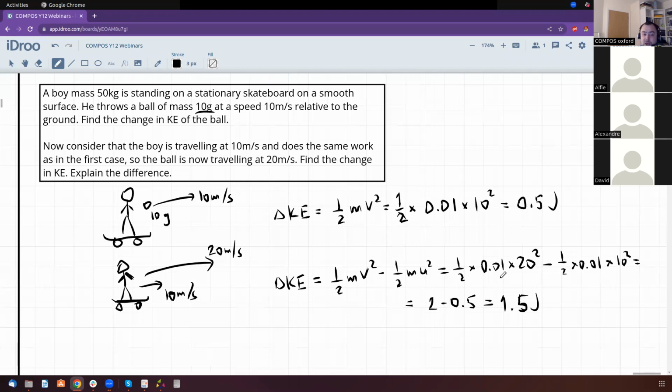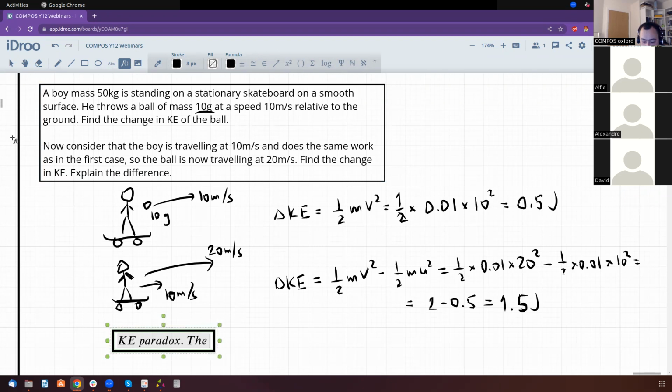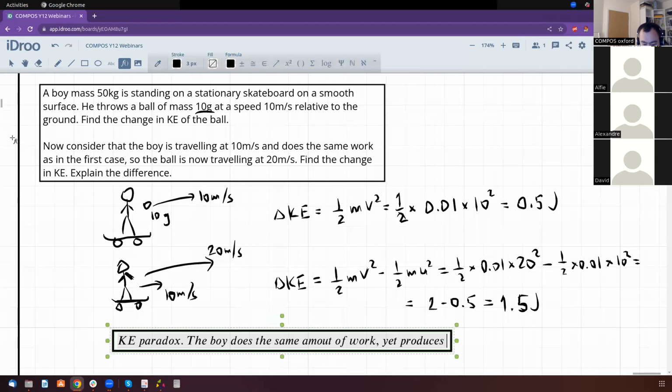So yes, this is known as the kinetic energy paradox, when you are looking from the point of view of different frames of reference. The boy does the same amount of work, yet produces a different change in kinetic energy.